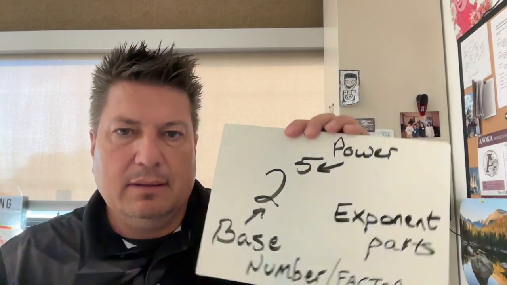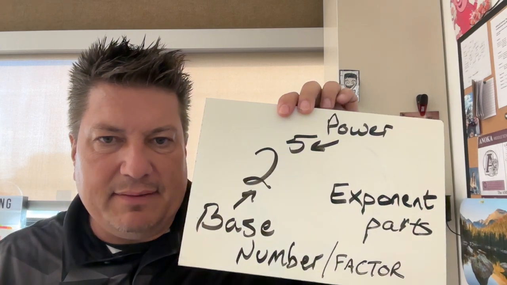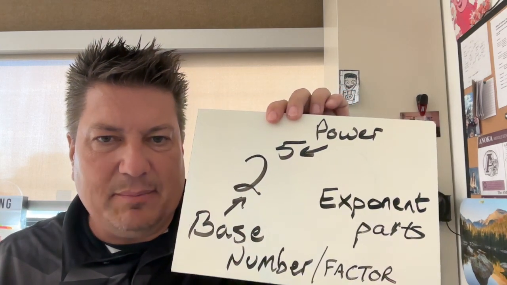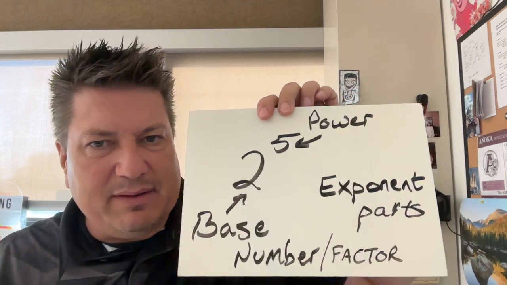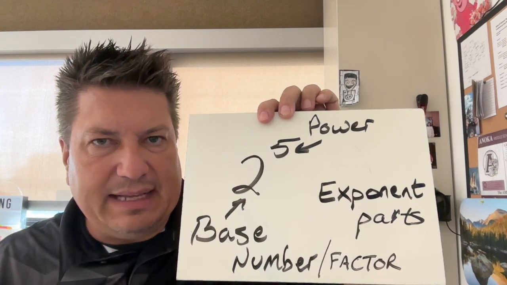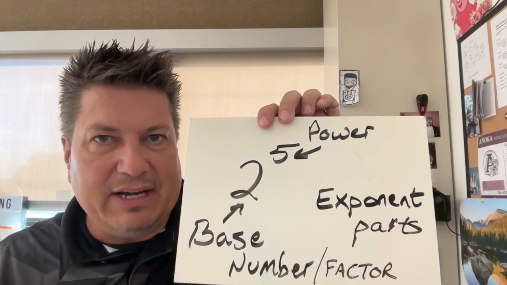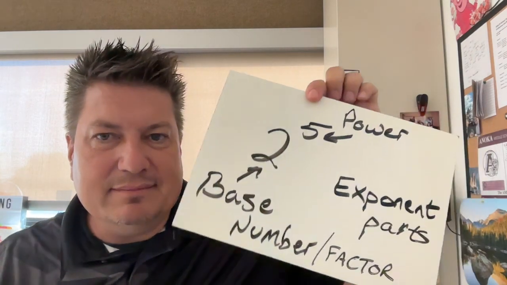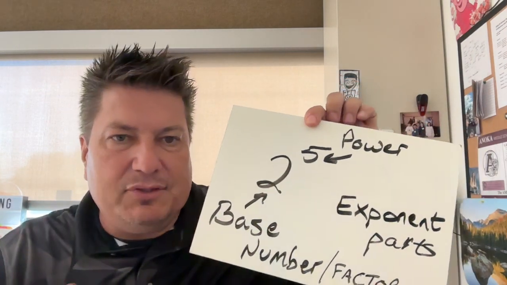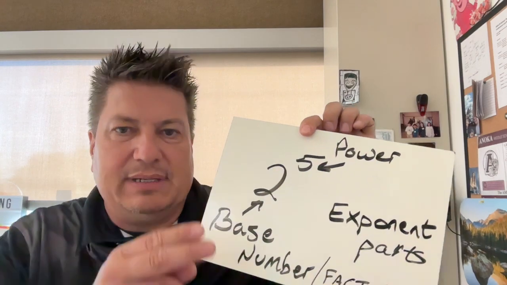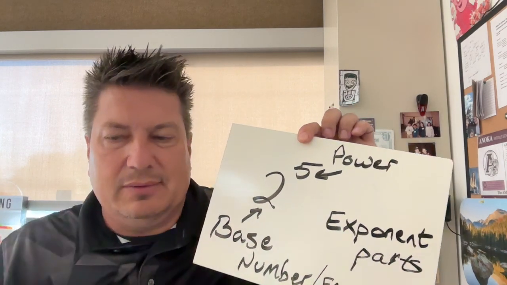Okay, so here are the parts. We have 2 to the power of 5. 2 is the base, the base number. That would also be a factor when we start talking about factors later this week. And you have the exponent, which you might hear called the power. 2 to the power of 5, by the way, means you have 5 2's. 2 times 2 times 2 times 2 times 2.